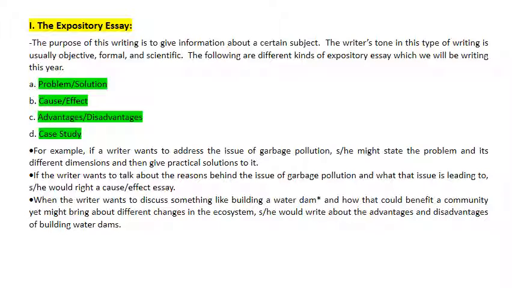Now, the expository essay, the purpose, now we're going to go to the 2 types I gave you. The purpose, again, is to inform, to explain a certain idea or concept. The types we're going to take: problem, solution, cause, effect, which we took this semester, and then later advantages, disadvantages, and then the case study later on. Okay?